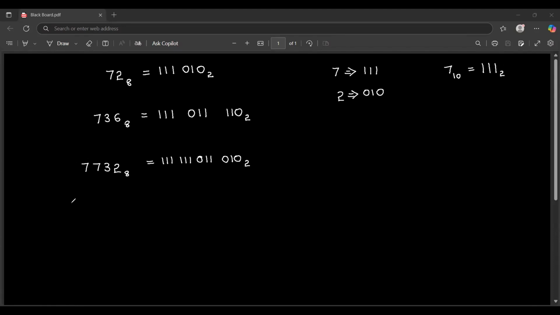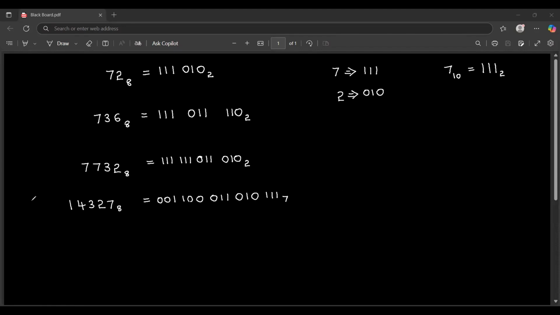Okay, so let's try another number, something like 14327 to the base 8. Well, 1 is represented by 001, 4 is represented by 100, 3 is represented by 011, 2 is represented by 010, and 7 is represented by 111. That's all. Here, you don't have to convert this huge number to decimal first and then convert it back to binary. You don't have to do that.